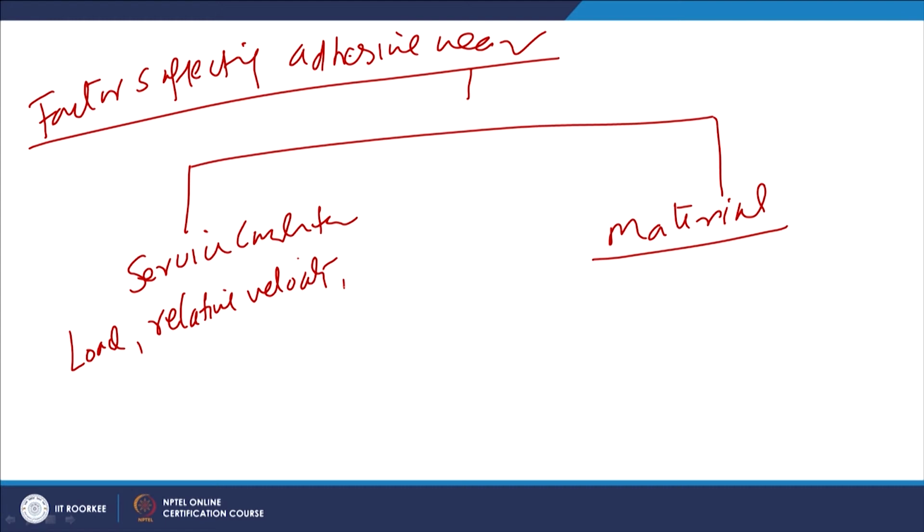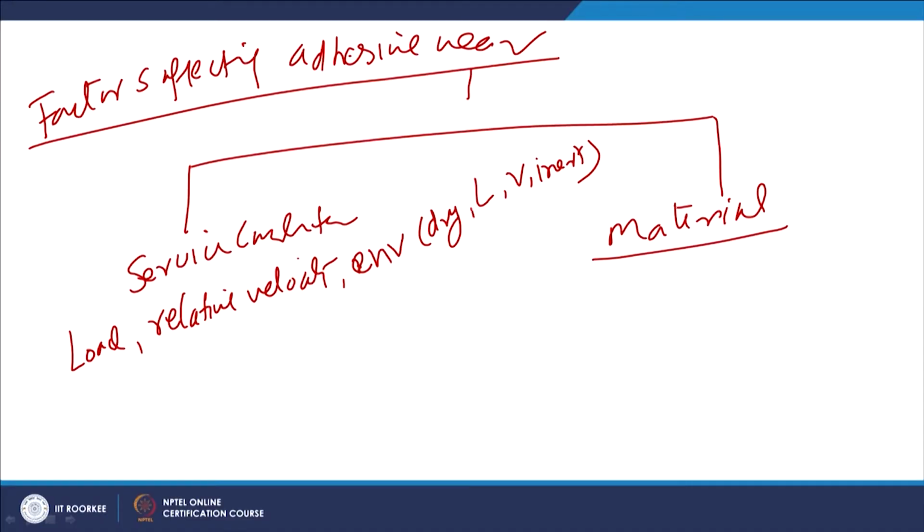Then the environment in which sliding is taking place, whether it is dry or lubricated, vacuum or inert atmosphere. Accordingly, the kind of the interfacial interactions and the metallic intimacy between the mating components will be affected.